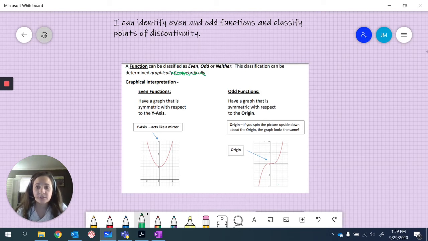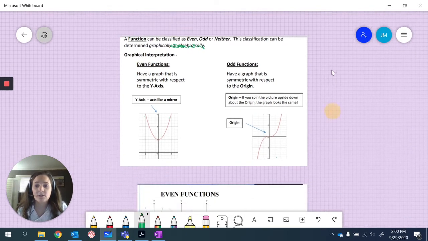So the graphical interpretation is if you are an even function, you have a graph that is symmetrical about the y-axis, which means if you sandwich it on top of itself over the y-axis, it's exactly the same. The y-axis acts like a mirror. An odd function is a graph that is symmetric with respect to the origin. What that means is if I rotate this around upside down, the graph looks exactly the same. If neither of those things are true, then we classify it as neither odd nor even.